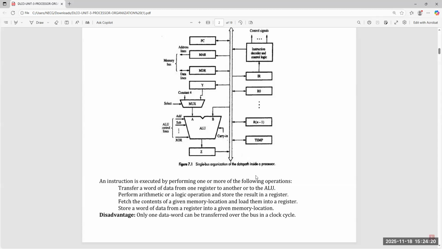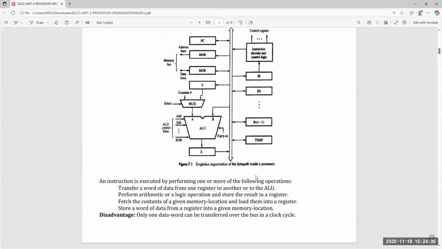Finally, that output is stored into the Z register, where Z is an output register.